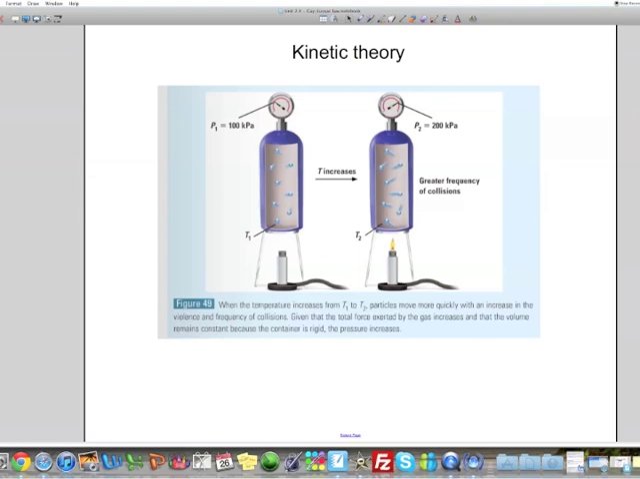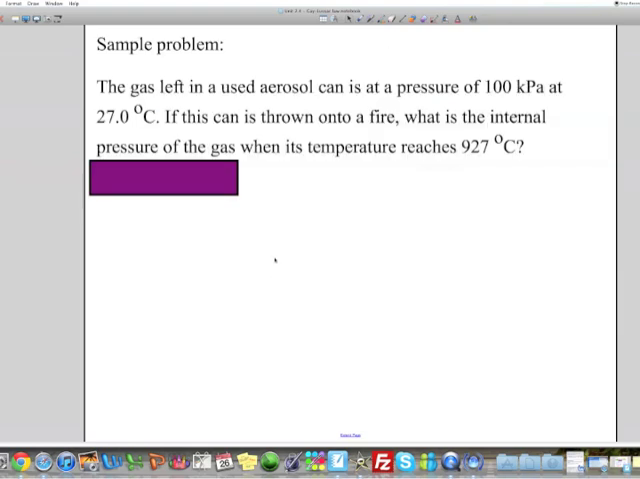So the last point, very short lesson today, a practice problem. So again, we have here, let's highlight, the gas left in a used aerosol can at a pressure of 100 kilopascal, and it's at 27.0 degrees Celsius. If this can is thrown into a fire, what is the internal pressure of the gas when its temperature reaches 927 degrees Celsius? So what is the pressure?